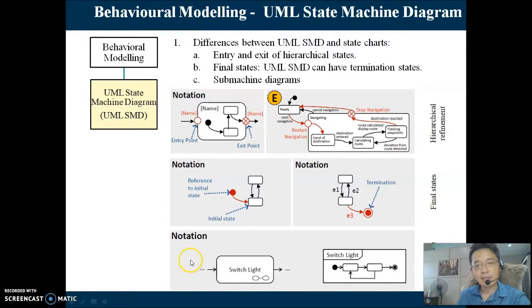Last but not the least, this is not a conclusive list, not an exhaustive list of differences, is the use of submachine states. In this case, the symbol here that looks like a pair of spectacles indicates that this state contains submachine states, which, if blown up, will look as follows.